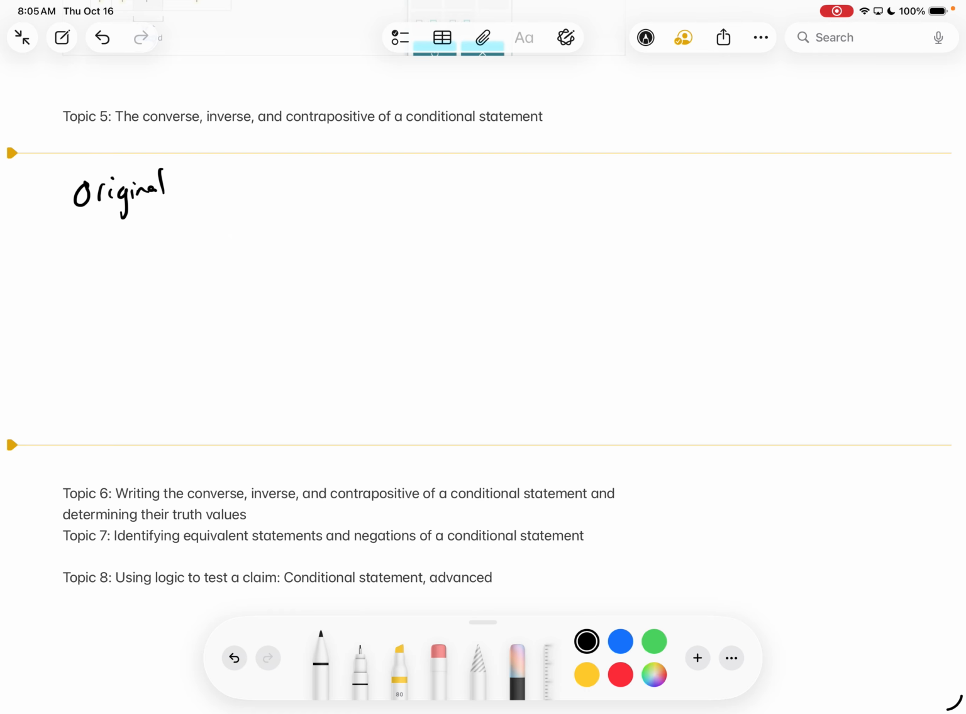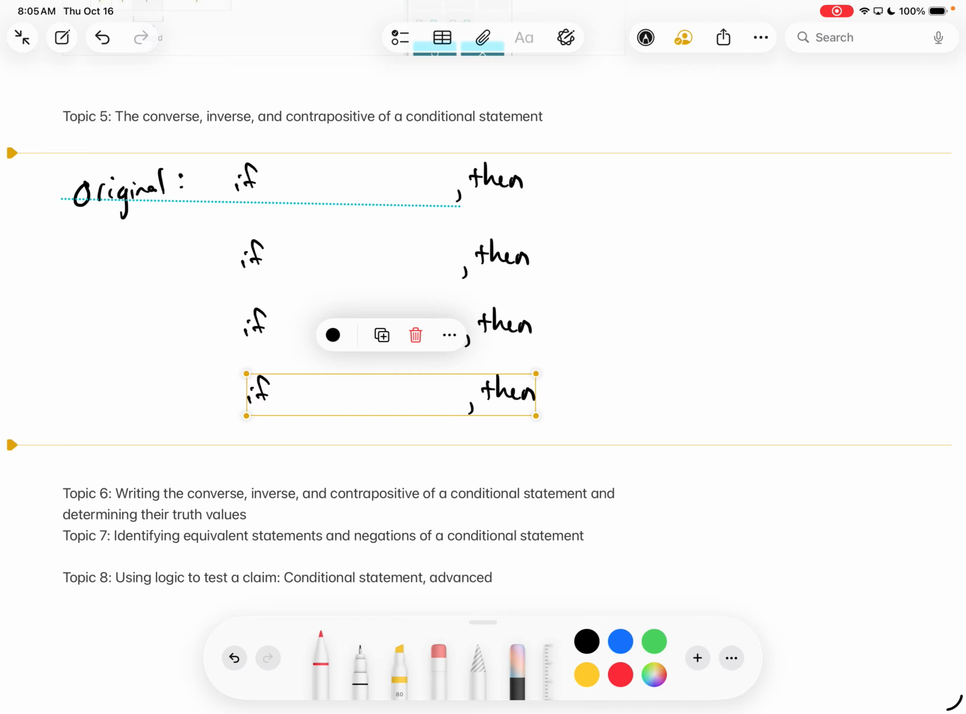So you have the original statement. I'm just going to call it the original. This is talking about an if-then statement. Okay, so you have if-then. I'm going to use P and Q. I kind of hate to do that, but it works well for this. So you have the original, and it's if P, then Q. So you say if something, and then if this happens, then this will happen. So if P, then Q.